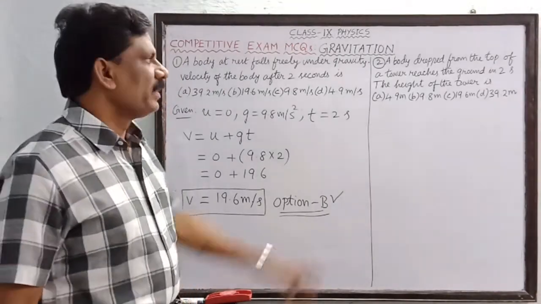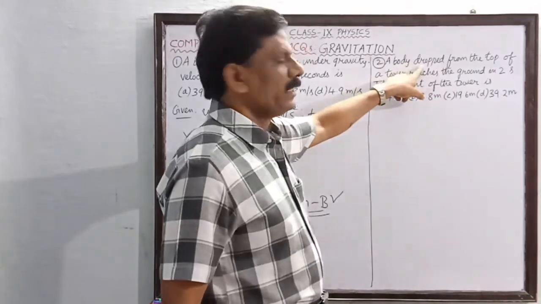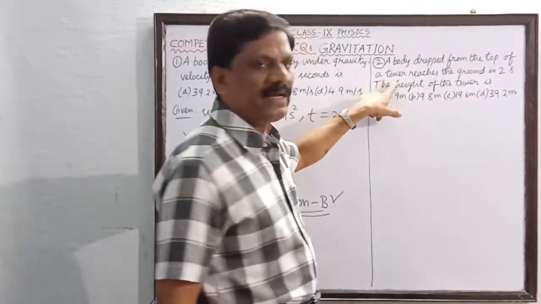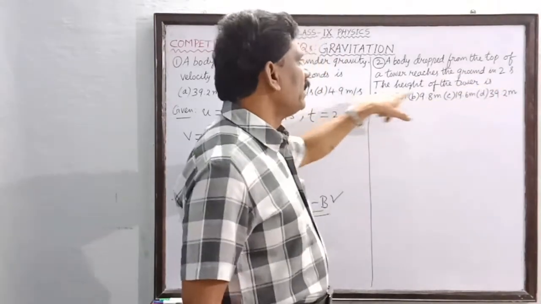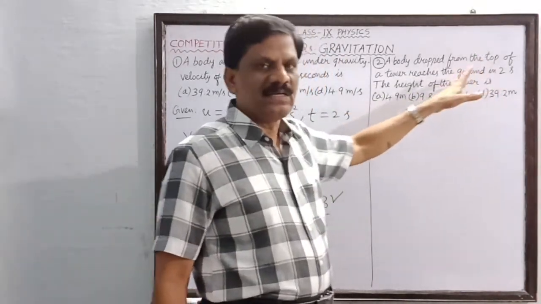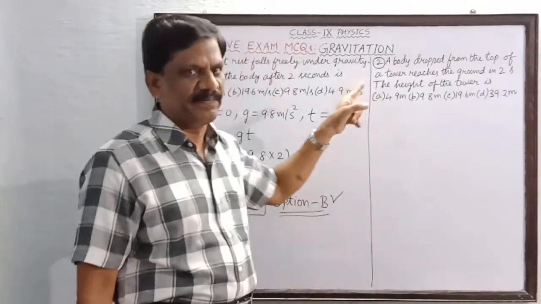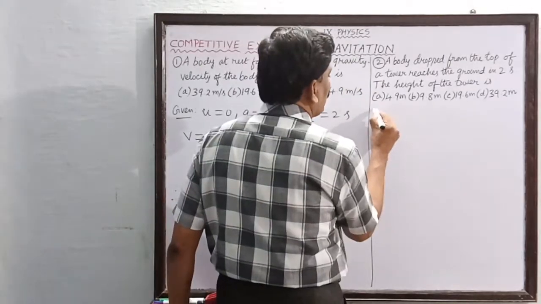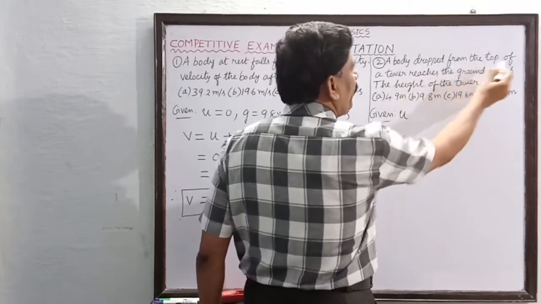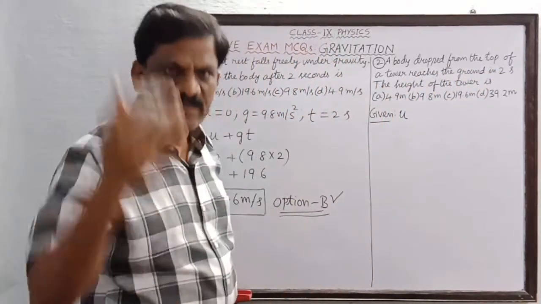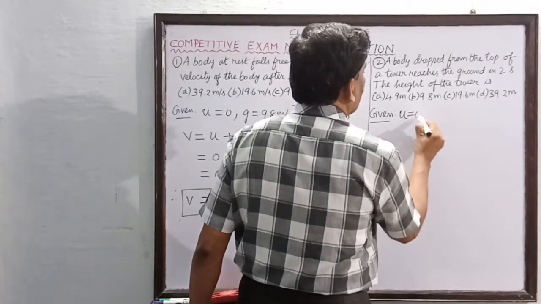Have you understood? Now you look at the second problem on the other side of the board. A body dropped from the top of a tower reaches the ground in 2 seconds. The height of the tower is asked. Height of the tower means it is the distance travelled by that body in the given time. So here also first we will write the given quantities. Since a body is dropped from the top of the tower, it is falling freely, so the initial velocity u must be equal to 0.